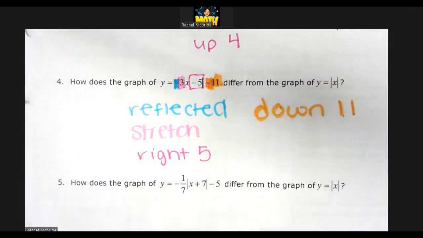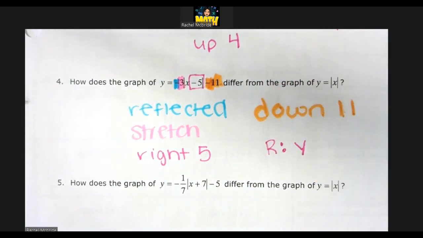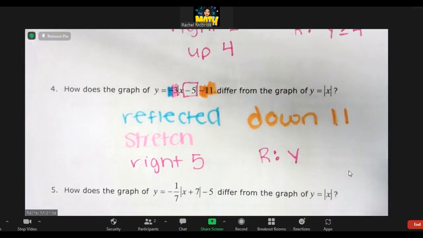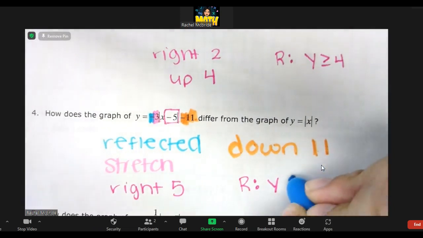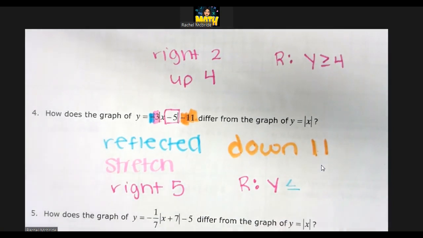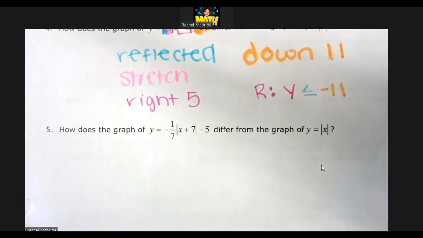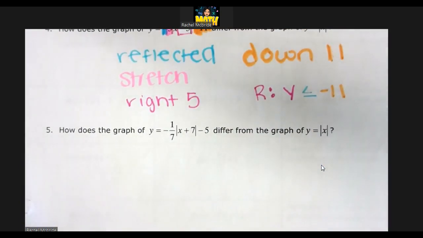Now this graph, because it's reflected, does what to my range? Sophia? Yeah, instead of being greater than, it's now less than. And what number is it going to be less than or equal to? Negative 11. Okay, taking those ideas and concepts, apply them to that last example.